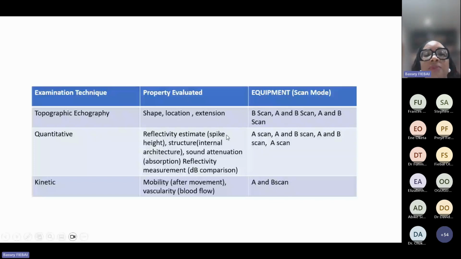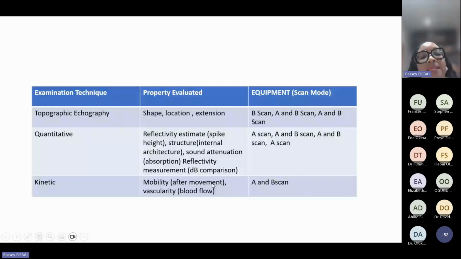For quantitative evaluation, you're looking at the reflectivity of the A scan spike. That's what you want to really focus on. So the A scan is more useful for quantitative assessment. It will also tell you about the structure, the internal architecture, because you will see the heights of the spike. Either it's reduced or it is high, and it will give you the information that you want.